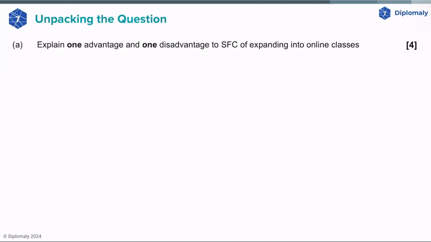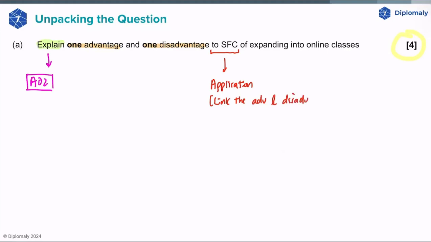This is a 4-marker question with the command term explain. Because it's a 4-marker and it's an explain question, it means that this is an AO2 type of question, which normally asks you for the pros and cons of certain things. So let's take a look at what we're being asked. This question is asking you for one advantage and one disadvantage to SFC. So this requires you to show application. You need to link the advantage and disadvantage to the case study of expanding into online classes.